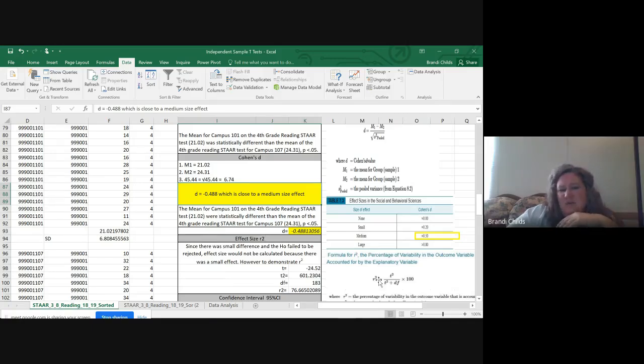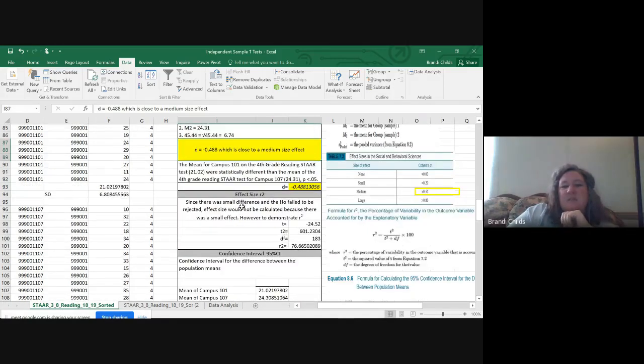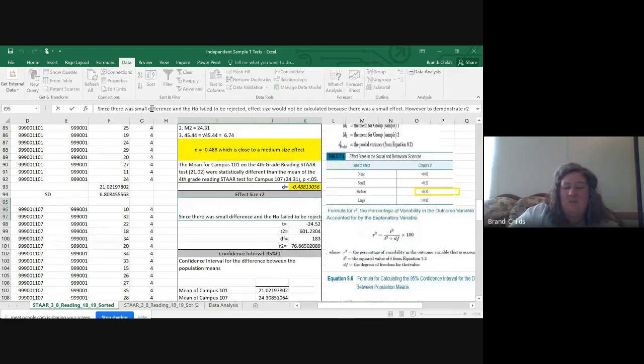Because you can see that the means were statistically different. So you would want to say, hey, what's going on at this campus? What's going on, and figure out what the issue is to improve and make that number a lot smaller. Since there was a small difference, really, I guess it would be medium in this case. I'm going to fix that for us. Instead of being small, it's really medium.